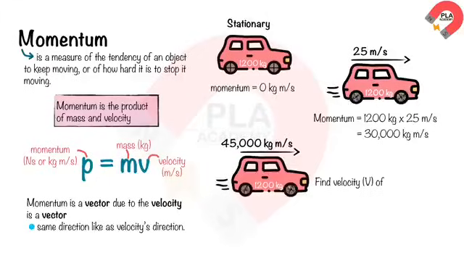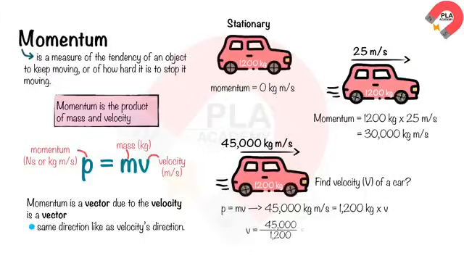The same car is moving and it has a momentum of 45,000 kilograms meter per second. To find the car's velocity, we can substitute p = 45,000 kilograms meter per second and m = 1,200 kilograms. So, its velocity is 45,000 divided by 1,200, which is equal to 37.5 meters per second.